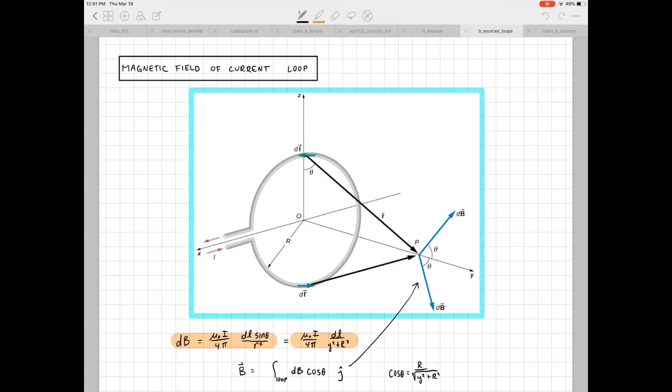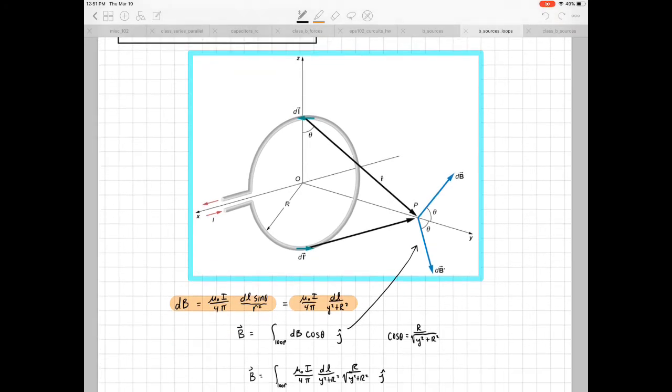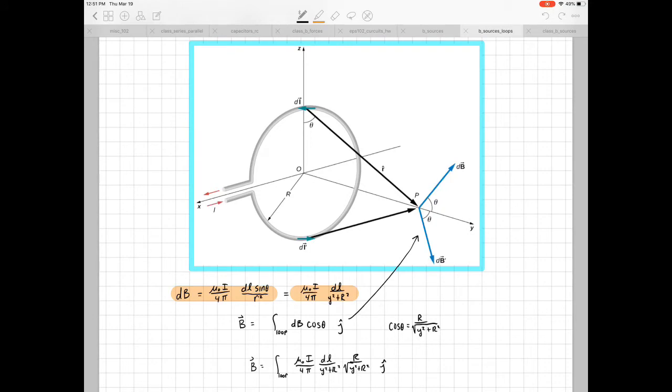So sine of 90 is 1, and so we just simplify the Biot-Savart expression as dL times 1. And then I've substituted out the r squared value for y squared plus big R squared, just using the Pythagorean theorem. All right, so that's the starting point for the Biot-Savart, and of course then we're going to have to add up all of the contributions going all the way around the loop.